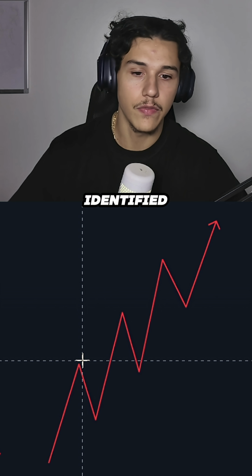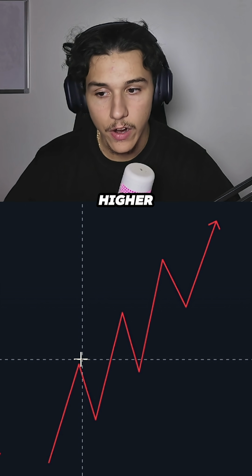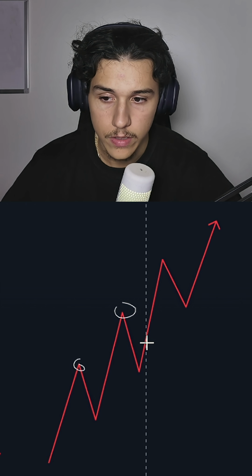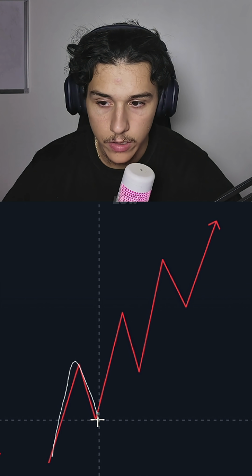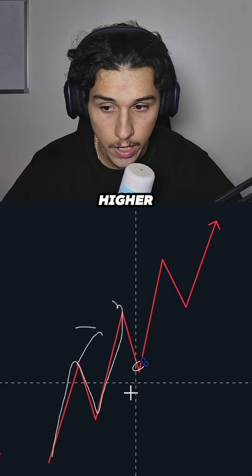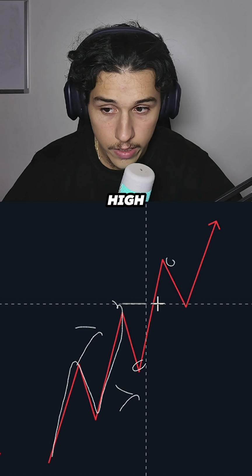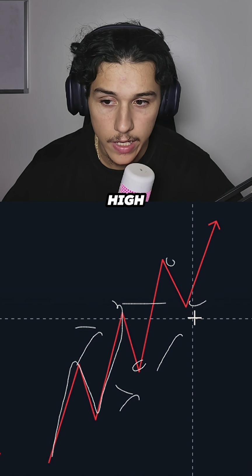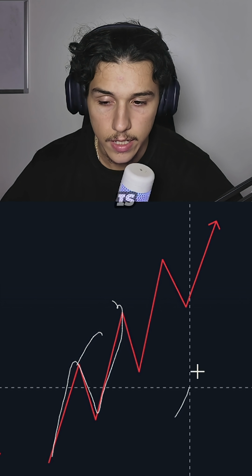An uptrend is identified by higher highs and higher lows. So a higher high, which is higher than the previous high, and a higher low, which is higher than the previous low. So price here has created a higher high, higher low, higher high, higher low, higher high, higher low, right? Price is continuously breaking the high and respecting the low, and that is an uptrend.